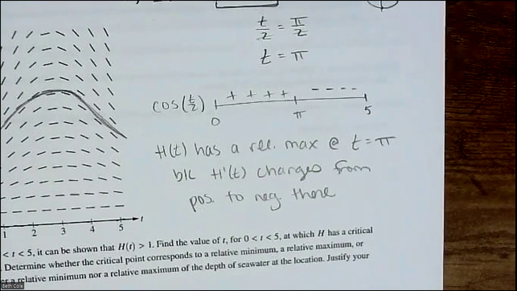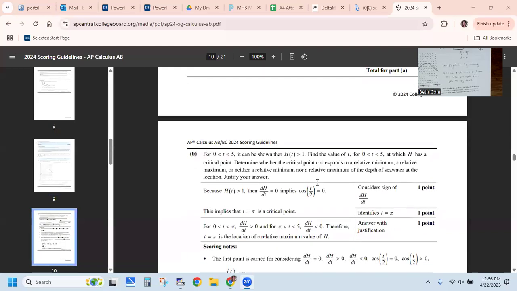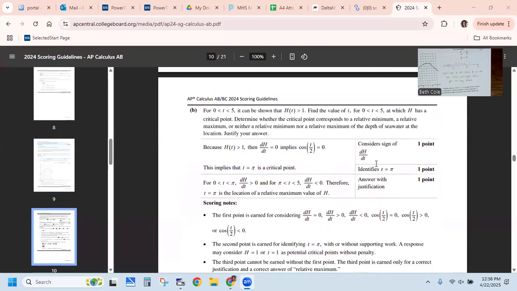And again, I'll share my screen and show you the scoring guideline here. So this was worth 3, it looks like. Considers the sign of dh dt. You wrote t equals pi, you get a point, so for identifying that, and then your sentence at the end. And of course, they're going to write the most complicated way possible. They said for time 0 to pi, derivative is positive, and for pi to 5, derivative is negative. Therefore, pi is the location of a relative maximum. If they say pi is the relative maximum, they won't give it to you. Location of relative maximum.